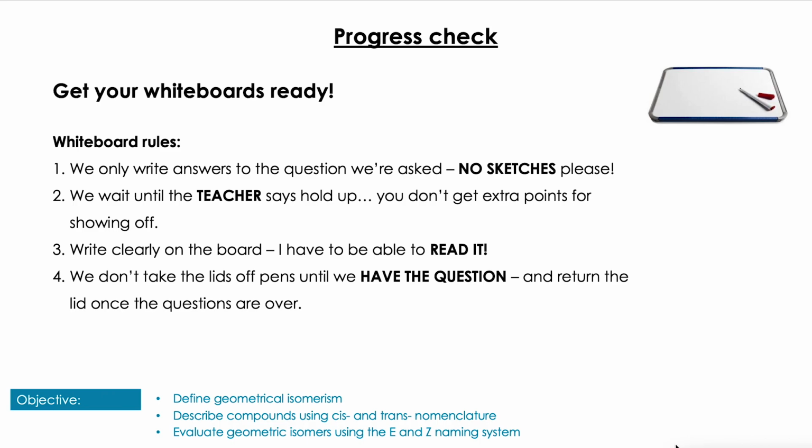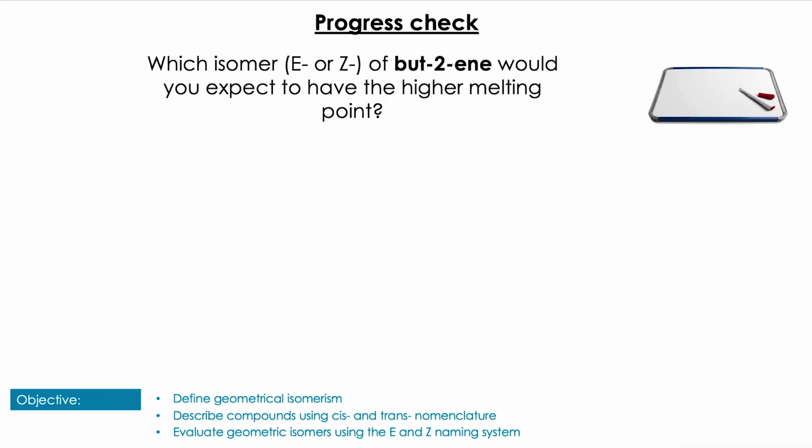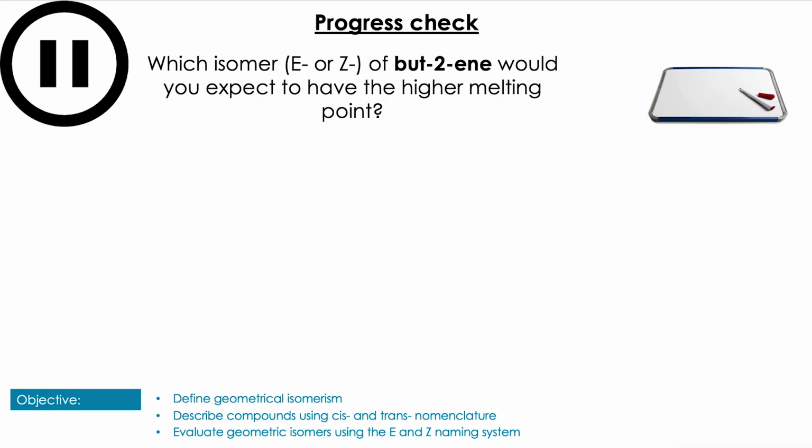Couple more questions to round us off then. So first question, which isomer of butene would you expect to have the higher melting point? Pause the video to have a go at that.